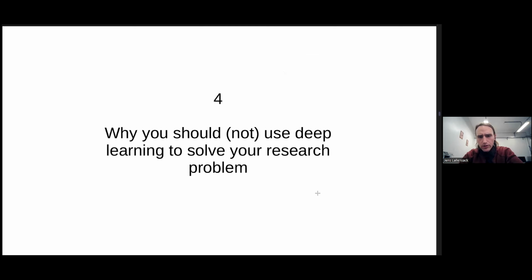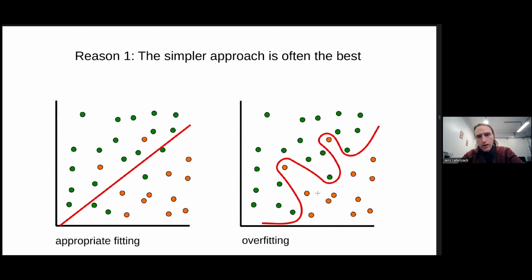Now let's talk about limitations of AI and why you possibly should not use deep learning to solve your research problem. Reason one is that the simpler approach is often the best. For example, in this basic discrimination problem, a simple linear function provides a decent separation between these classes, while a very powerful function, and AI models are very powerful models, provides a perfect separation, but basically just by learning all these points by heart.